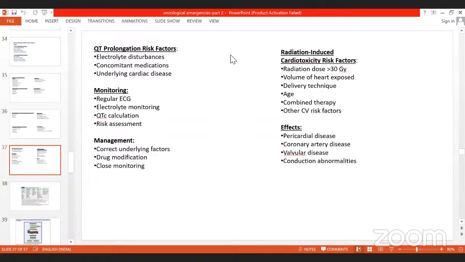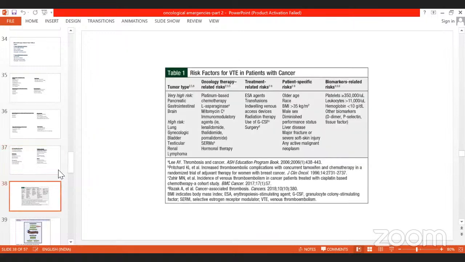And radiation-induced cardiotoxicity: the risk is higher if the radiation dose is more than 30 gray and a large volume of the heart is exposed, like during breast cancer treatment, where the heart is contoured to get minimal effects with radiation. It also depends on the delivery technique by the radiation oncologist, age, and combined therapy. Other cardiovascular risk factors are also very important before calculating the cardiac risk in radiation. The main cardiac effects are pericardial disease, coronary artery disease, vascular disease, and some conduction abnormalities with radiation-induced cardiotoxicity.